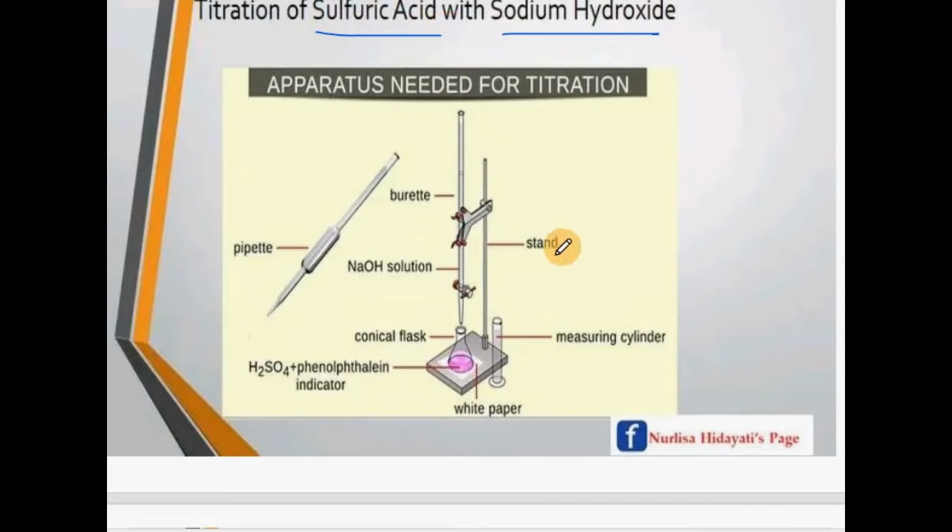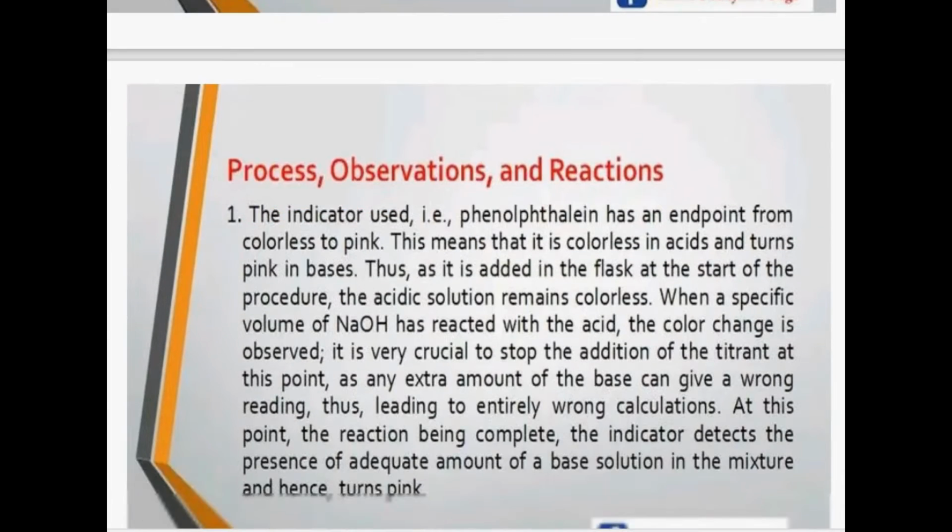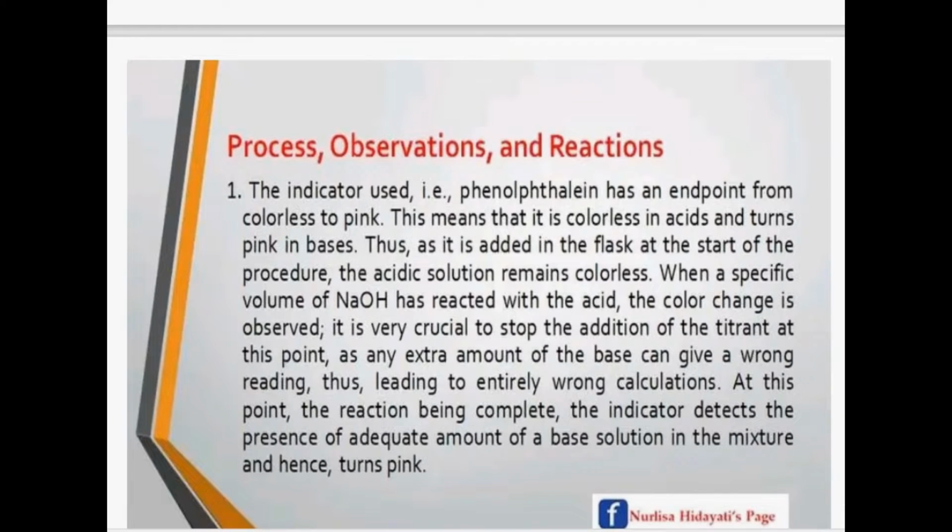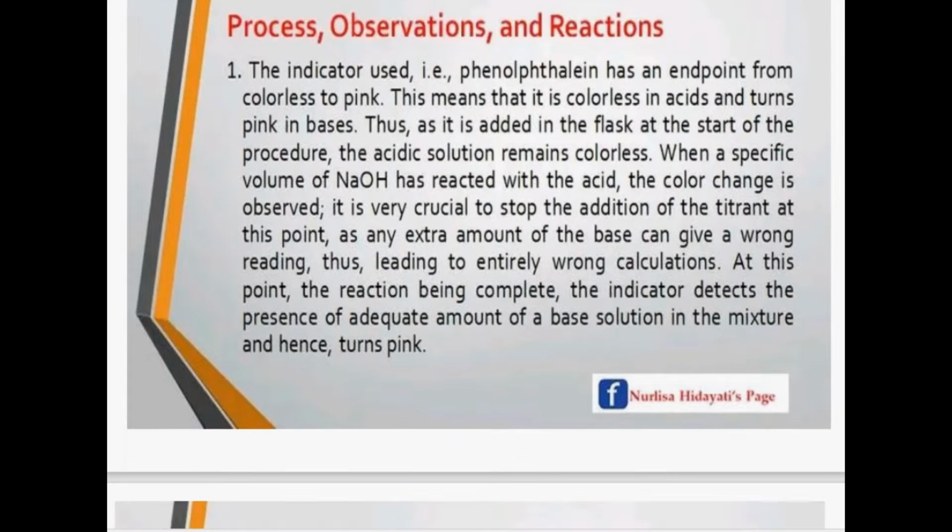We are going to need a retort stand and a clamp. We are going to need a measuring cylinder for conveying known volumes of any of the samples. Then we are going to need phenolphthalein, the indicator that changes color when the reaction reaches the endpoint. Then we can have a white paper down there where you can place the flask on top. Now let's look at some observations, or the chemistry behind the phenolphthalein principle.